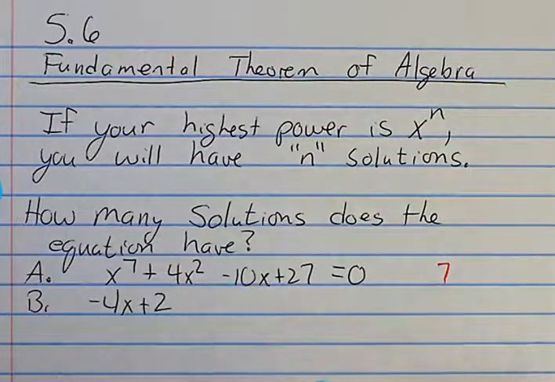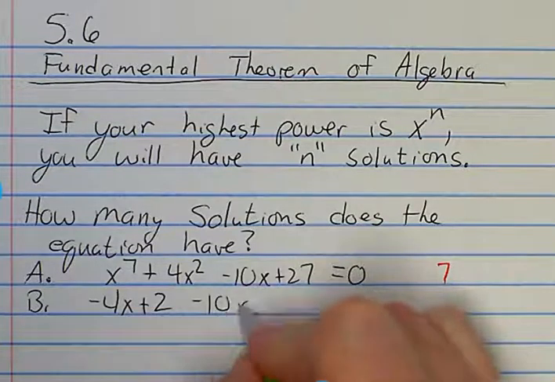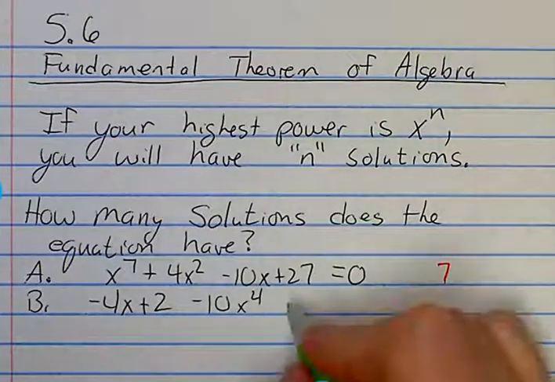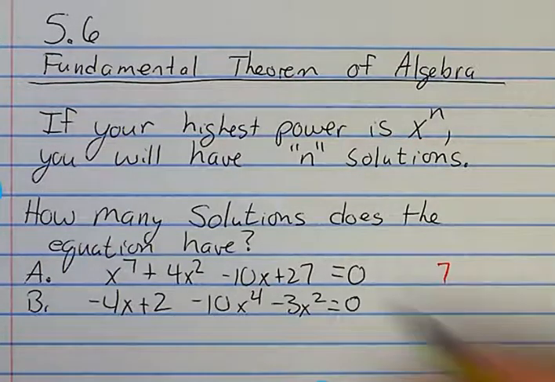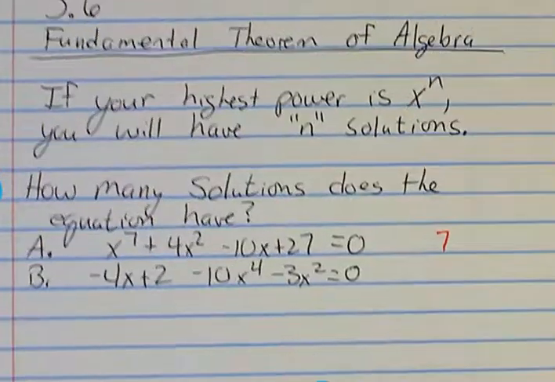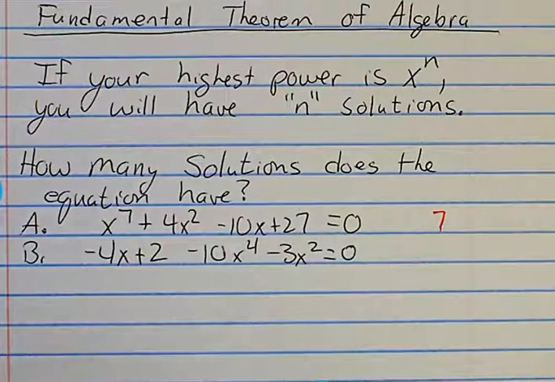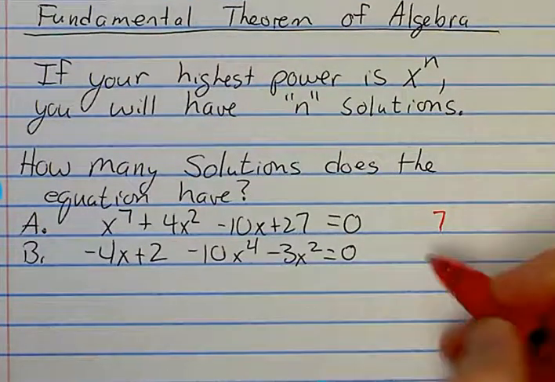The closest thing to a trick question they would ask you is the terms aren't in descending order. But you still just look for the highest power. There you go. So you got negative 10x to the 4th. There's your highest power, so you have 4 solutions.